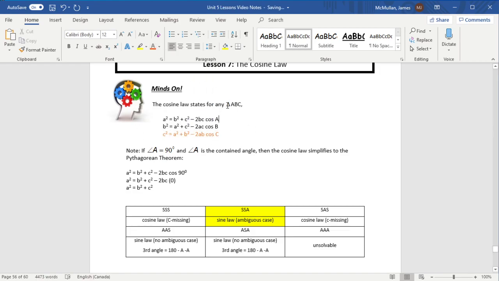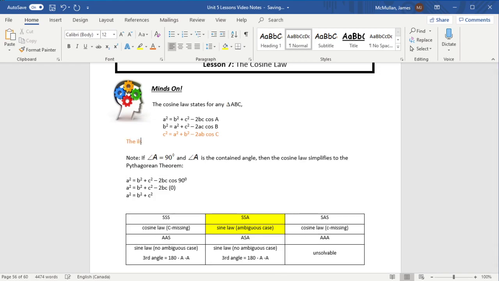Although they're all the same, it just depends on which angle you want to look from. The idea would be the isolated side and the angle in the equation correspond to the contained angle and its side.